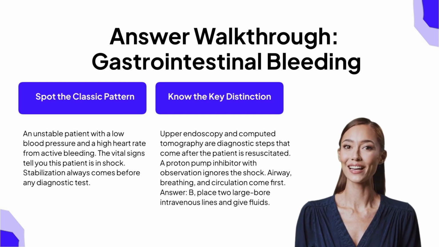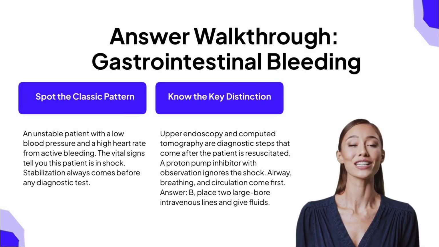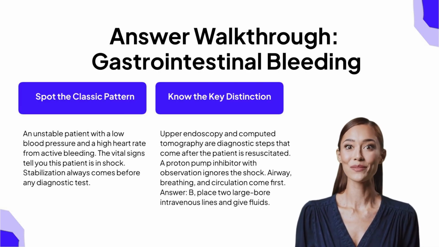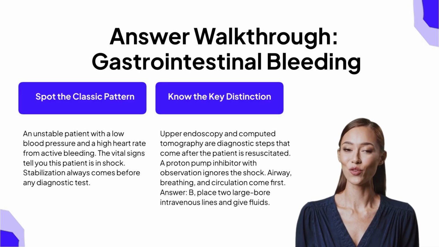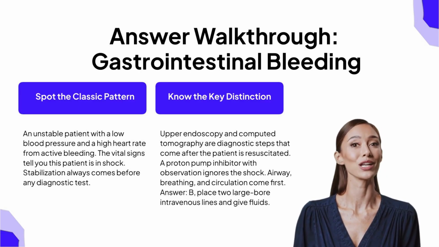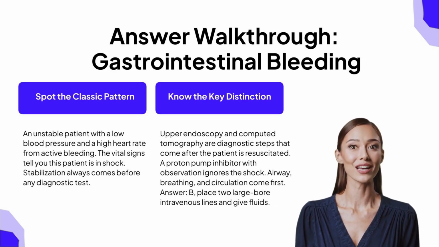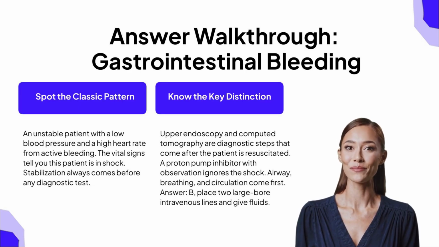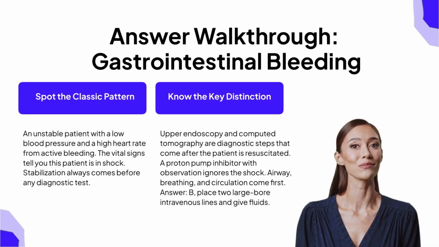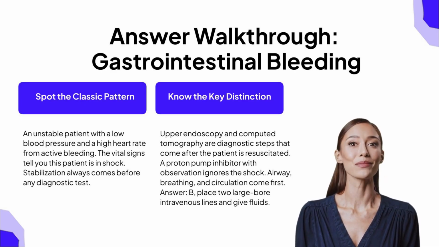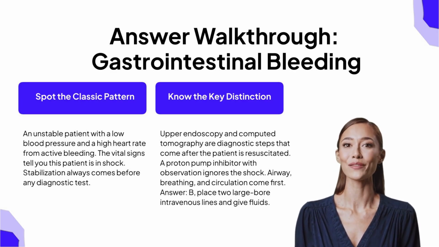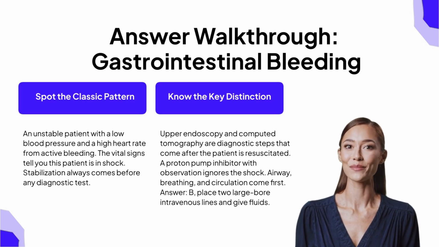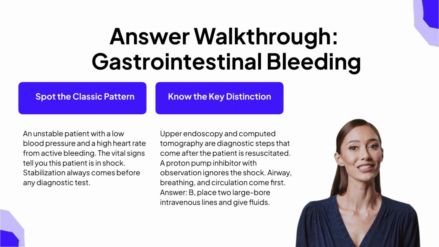The classic pattern here is an unstable patient with a low blood pressure and a high heart rate from active bleeding. Those vital signs tell you the patient is in shock, and stabilization always comes before any diagnostic test. Now the key distinction. Upper endoscopy and computed tomography are diagnostic steps, and they come after the patient is resuscitated, not before. Starting a proton pump inhibitor and observing ignores the shock entirely. Airway, breathing, and circulation come first. The correct answer is B, place 2 large-bore intravenous lines and give fluids.